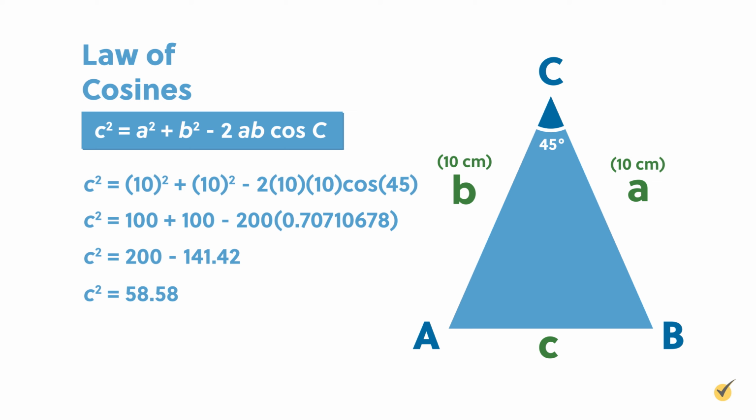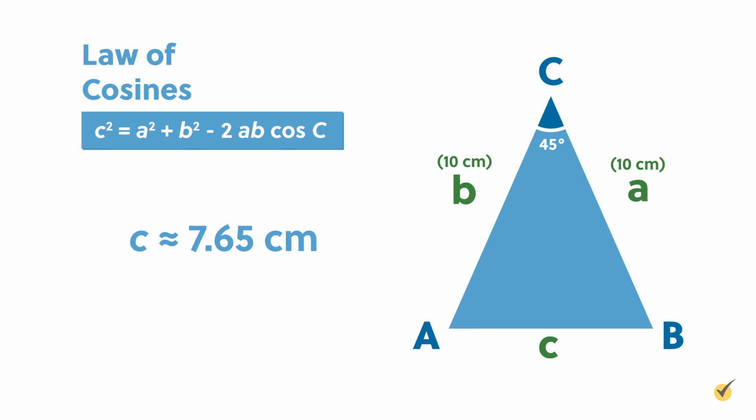When we get to the point where we have c squared equal to a number, we take the square root of each side to find that c is approximately 7.65 centimeters. A common sense check of that answer tells us that it's reasonable, since sides a and b both measure 10 centimeters, and their opposite angles are larger than angle C, so our answer should be under 10, which it is. That's all there is to using the law of cosines to find the missing side of a triangle.